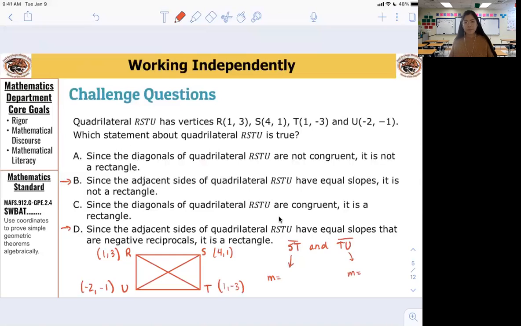Now I want you guys to try this on your own. Using the slope formula, figure out the slope of ST and the slope of TU. Plug those numbers into the slope formula and see what we get. I'll give everybody about two minutes right now. If you already have it, great, but let's give everyone else a chance to do it as well.